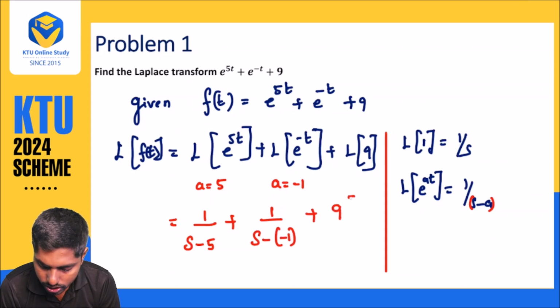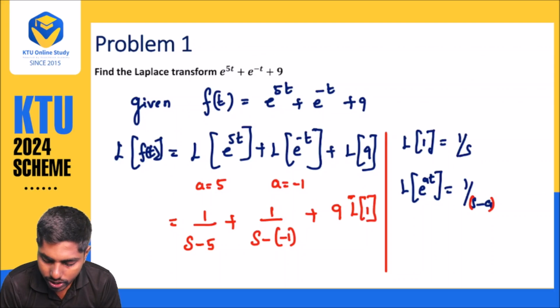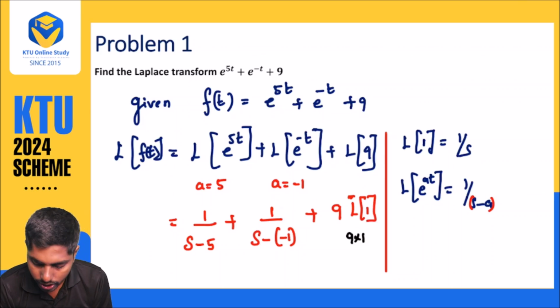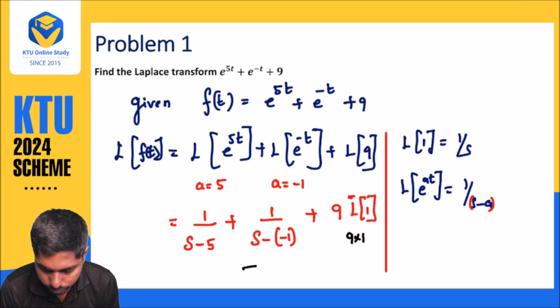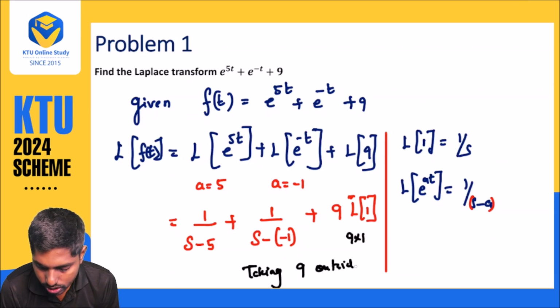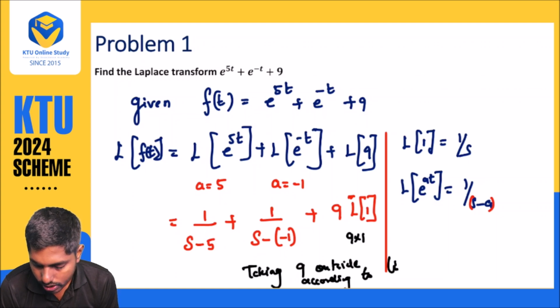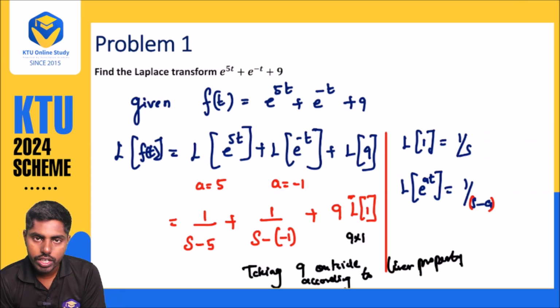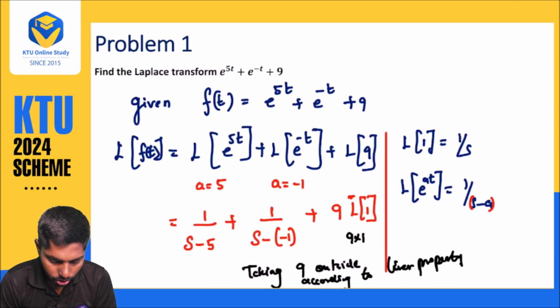Plus, here I am taking 9 outside, so it will become 9 times L of 1, because 9 we can write as 9 into 1. I am taking 9 outside according to the linear properties. So L of 1 is what? 1 by s.